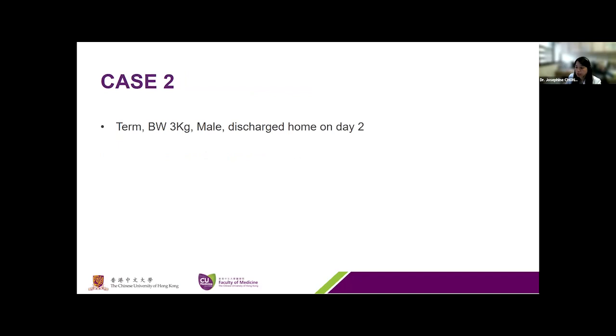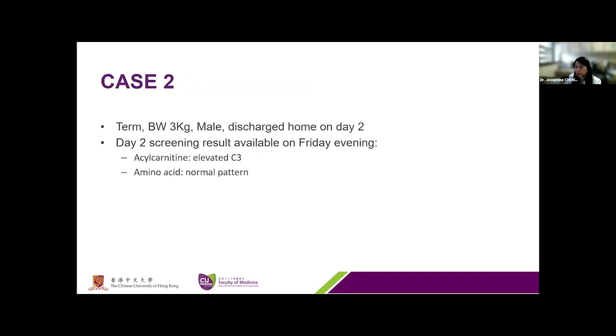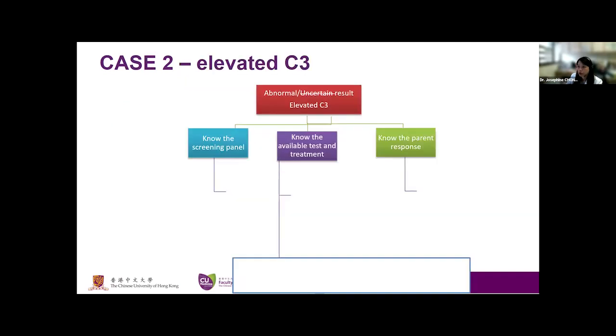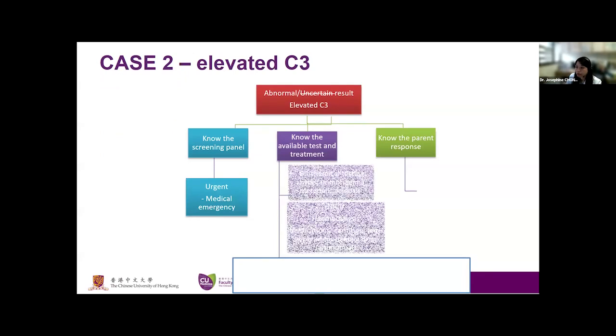This is the second case I would like to mention. This patient presented with elevated C3 on a Friday evening. Because the differential diagnosis includes propionic acidemia and also methylmalonic acidemia, these two conditions may present acutely with metabolic acidosis and also with a high ammonia level. So in that case, we need to know this screening panel screens out something which is really a medical emergency. And also, the patient may present with hyperammonemia even though apparently, to the parents, they look asymptomatic.